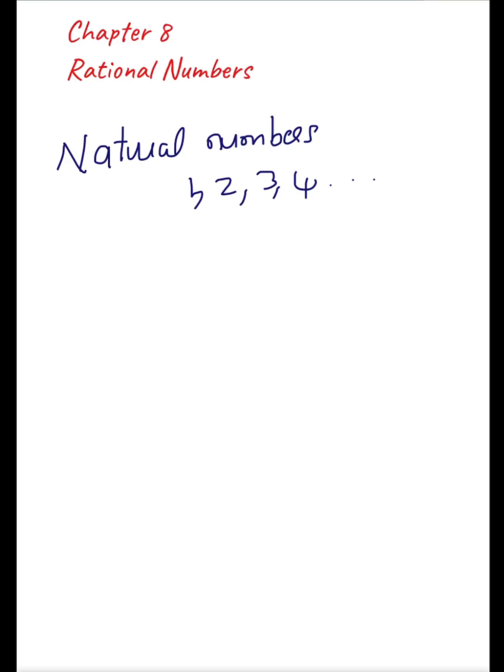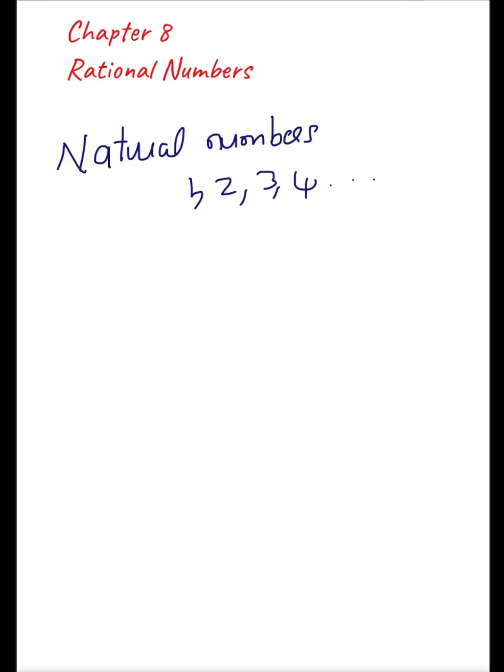Today we will be discussing class 7th chapter 8, which is rational numbers. Before moving into rational numbers, first let me ask: what do you mean by natural numbers? Natural numbers, as you all know, are counting numbers, that is 1, 2, 3, 4, 5, etc. That is what we call natural numbers.